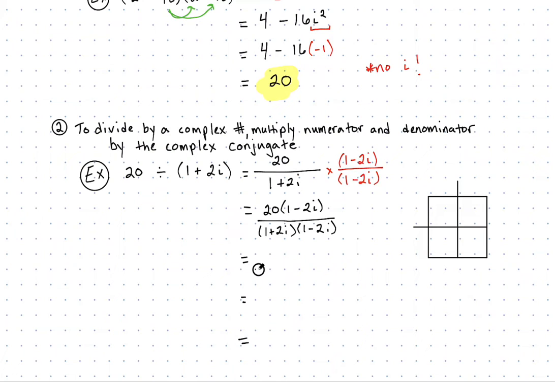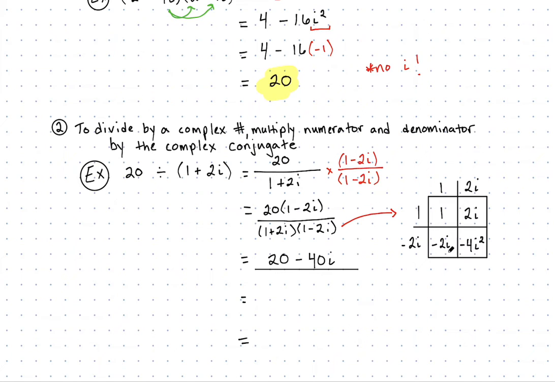We're going to start by doing 20 times 1 minus 2i. 20 times 1 is 20. 20 times minus 2i is minus 40i. And then to do this complex conjugate multiplication down here, I usually just do a quick box method. So we want 1 plus 2i times 1 minus 2i. I'm going to go through and do these 4 boxes: 1 times 1, 2i times 1, negative 2i times 1, and this is negative 4i squared.